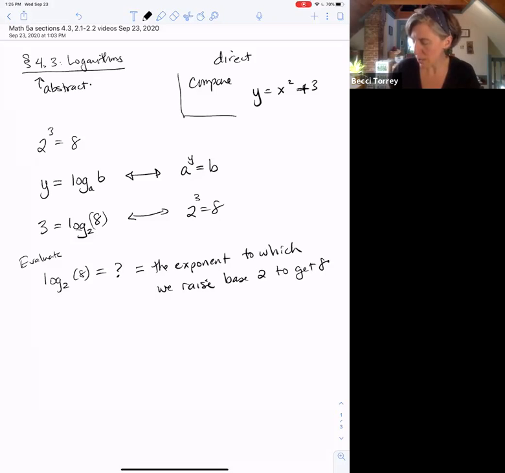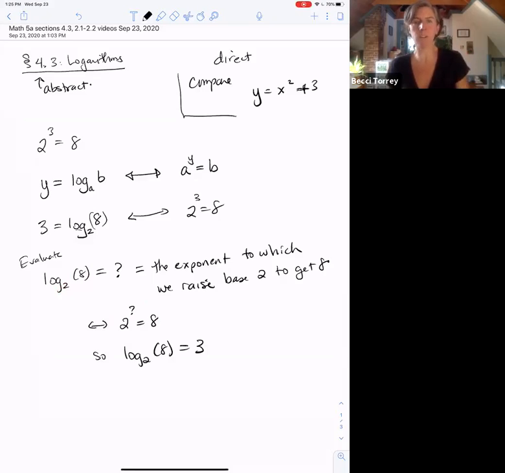Mathematically, we would say, okay, so this is the same as saying 2 raised to what number gives me 8, right? So the log is the exponent to which we raise the base 2 in order to get the input 8. And so we see that log base 2 of 8 is equal to 3. It's the exponent that you have to raise 2 to in order to get 8. That's what the logs are, okay? And it's just a way of rewriting it.